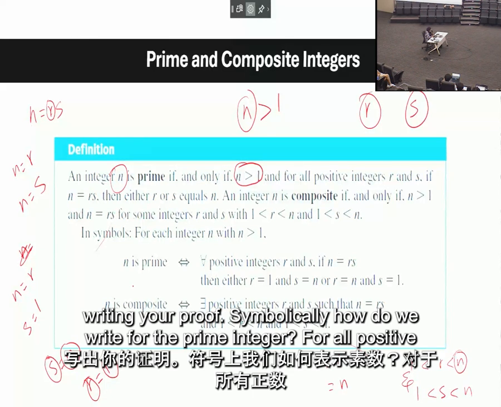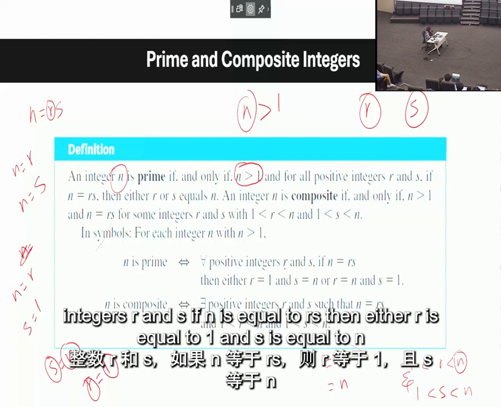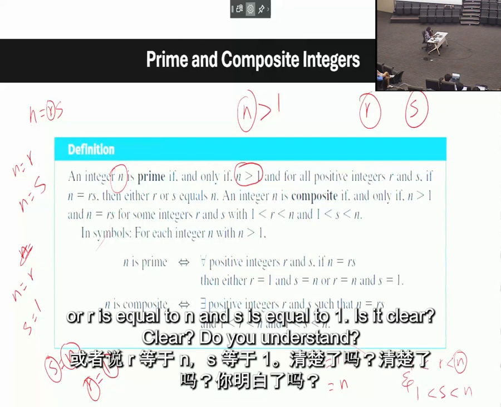Symbolically, how do we write it for the prime integer? For all positive integers r and s, if n is equal to rs, then either r is equal to 1 and s is equal to n, or r is equal to n and s is equal to 1. Is it clear?